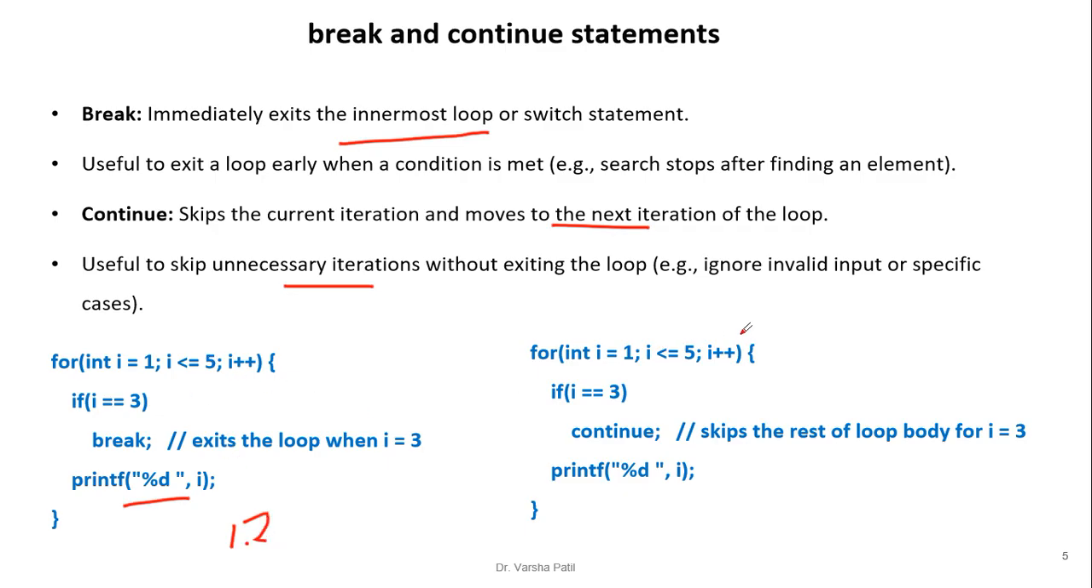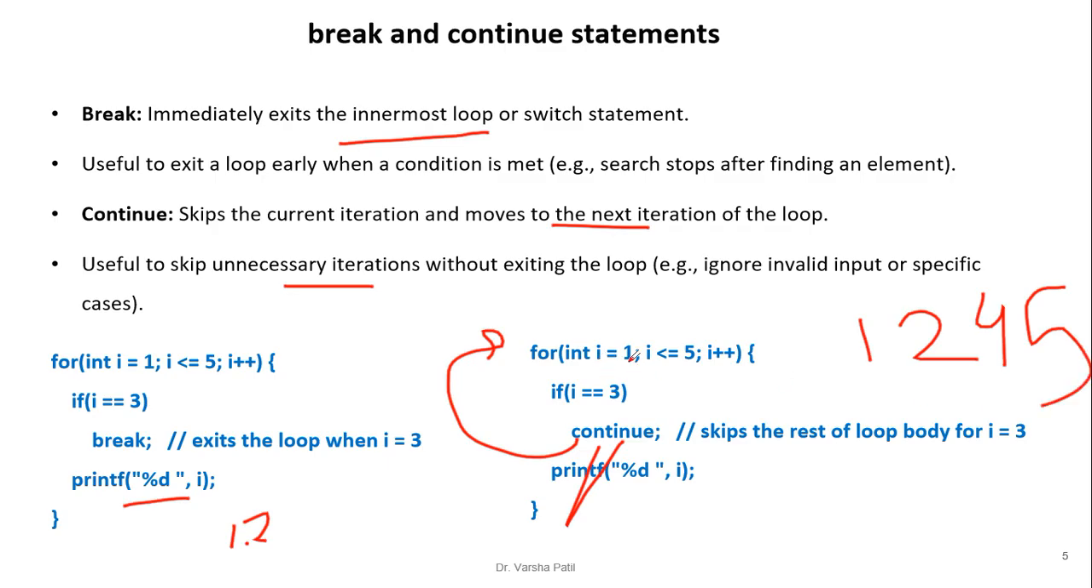Now the exact same program with continue. When i is 1 and 2, it will print 1 and 2. When i is 3, continue happens, that is nothing but what? It skips all the statements after the continue and goes to the next iteration. In the next iteration i becomes 4, the condition does not match, so it will print 4. Next it will check 5 and print 5. After that i becomes 6 and it will come out of the loop. So this is the difference between break and continue.